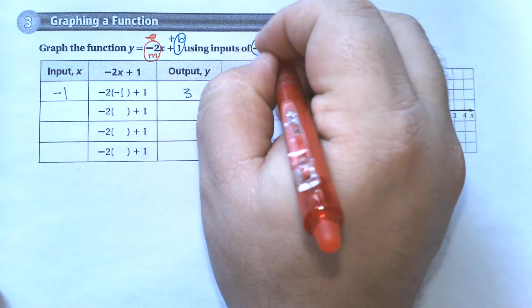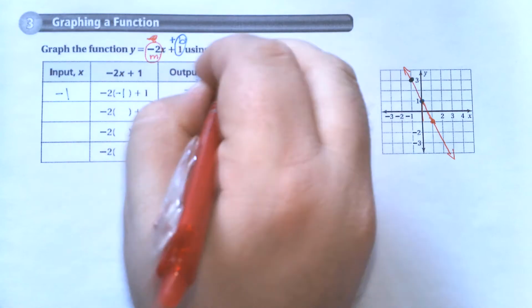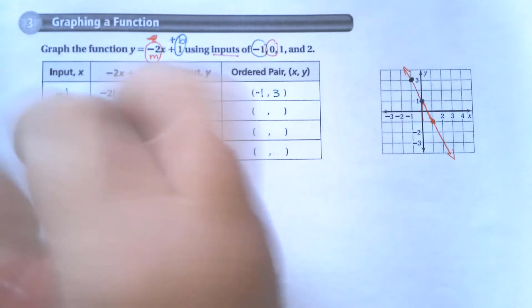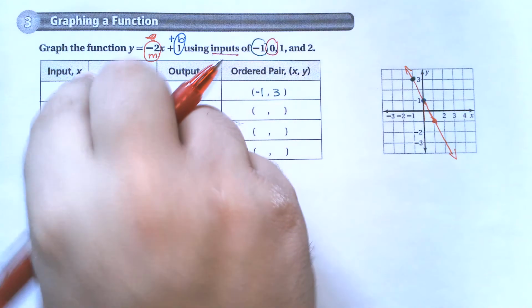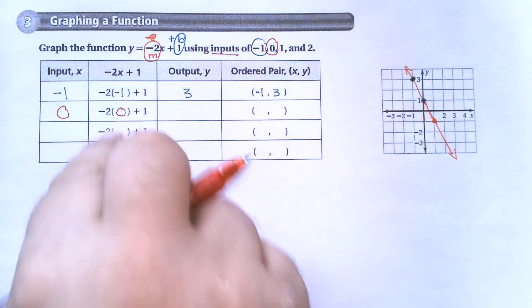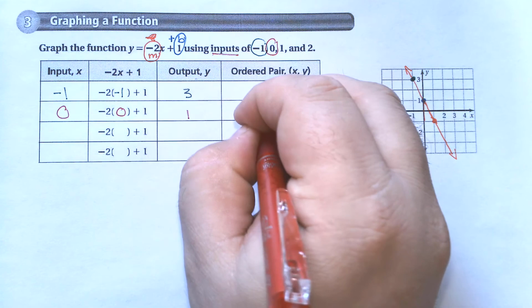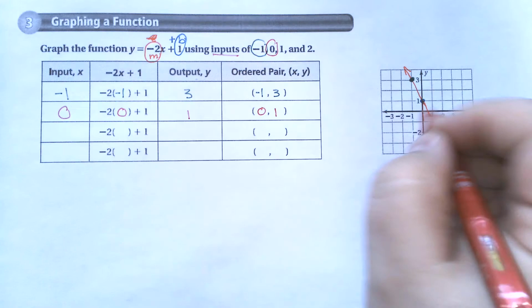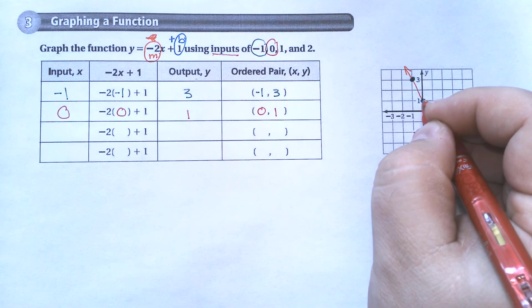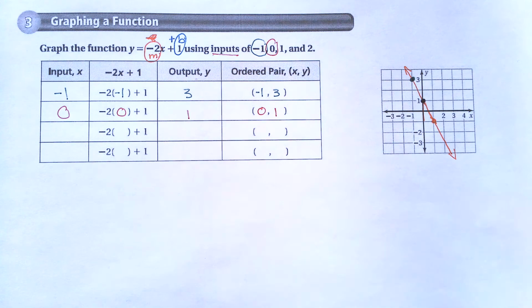Let's do the next point at 0. So I'm going to take this 0, since it's an input, and put it here. Everywhere there's an x, I'm going to put 0 instead. So I'm putting 0 inside my parentheses. Anything times 0 is 0, plus 1 is 1. So at 0, 1, that was our b, our y-intercept. So we're good there.